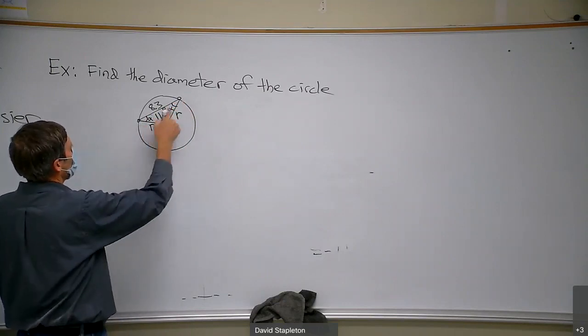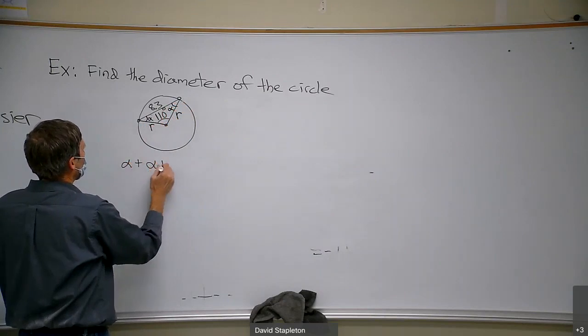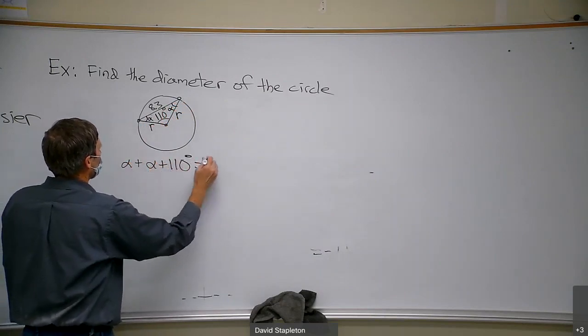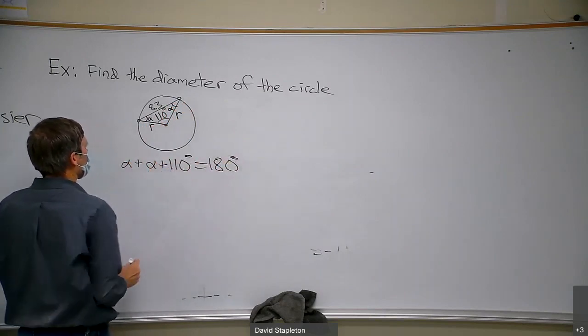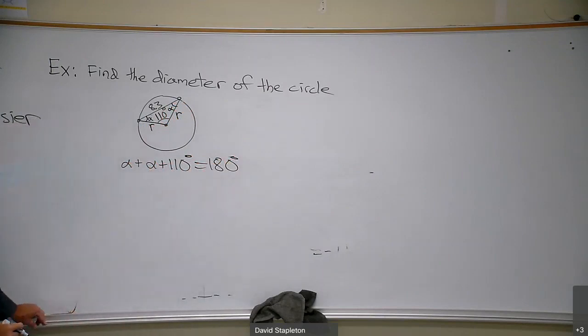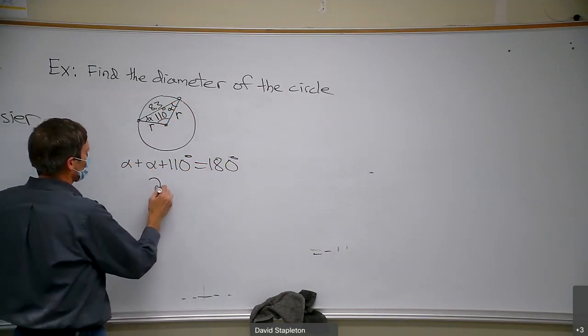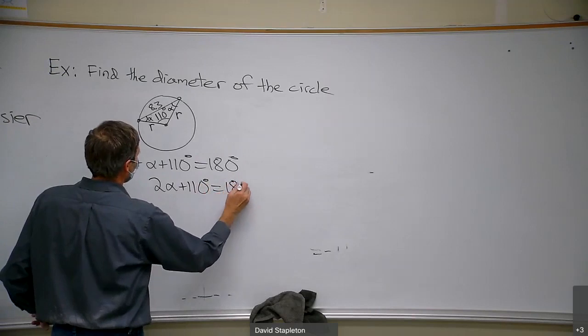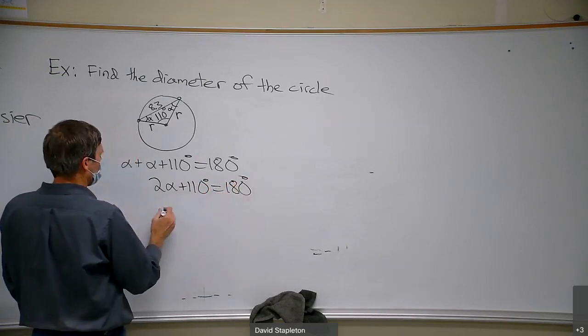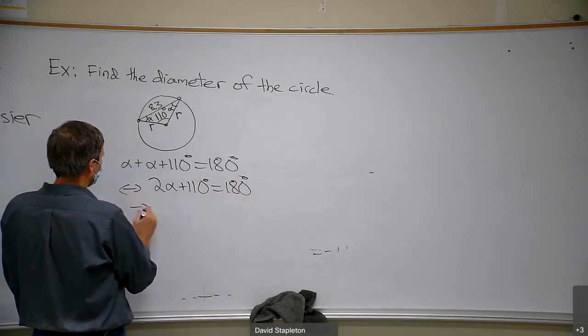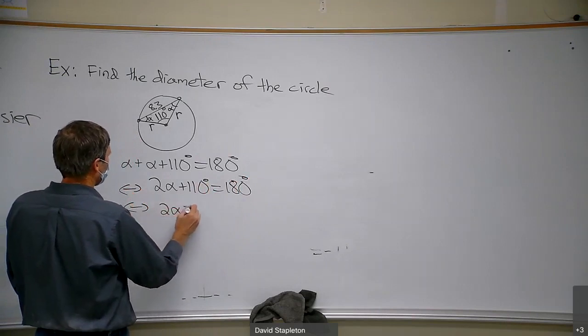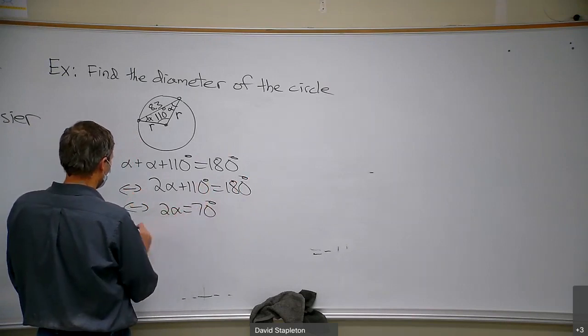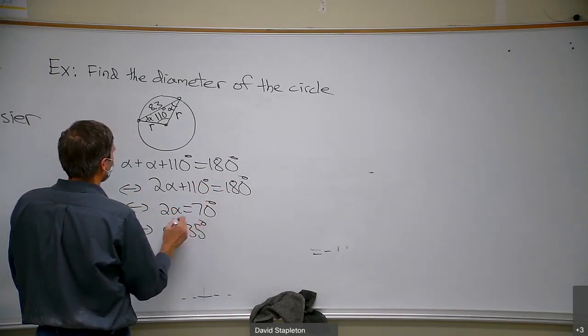And I observe that alpha plus alpha plus 110 degrees adds up to 180 by the sum of angles theorem for a triangle, right? So I know that 2 alpha plus 110 equals 180. And if I subtract 110 from each side, I've got 2 alpha equals 70 degrees. Alpha must measure 35 degrees.